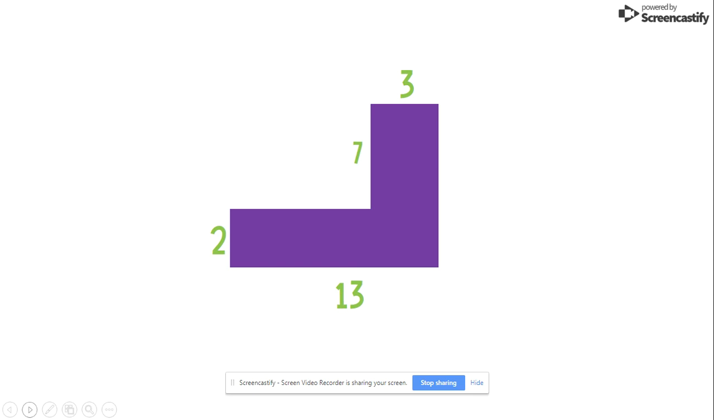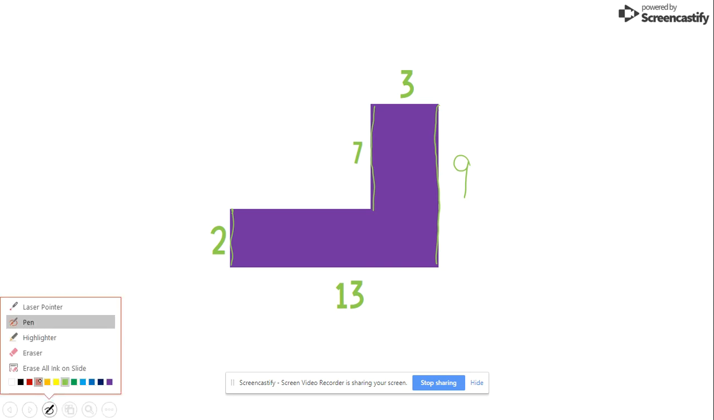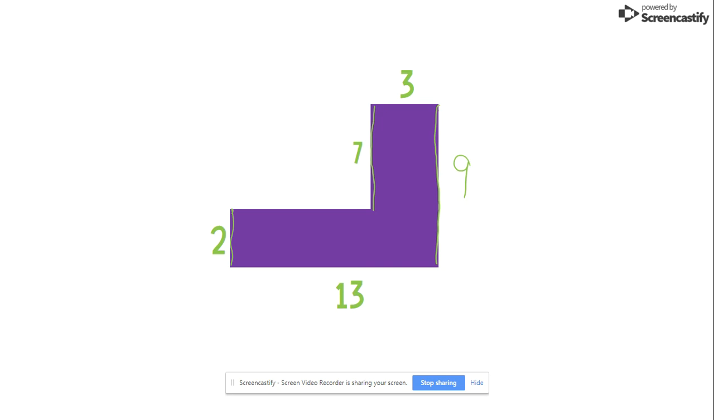And on this example, again, find your missing side lengths first. Outline those vertical lines, 2 and 7, and blank. I know that 2 plus 7 is going to add to give me this longest line over here, which would be 9. I want to next outline my horizontal lines. 3 plus blank equals 13. That missing side length would be 10.